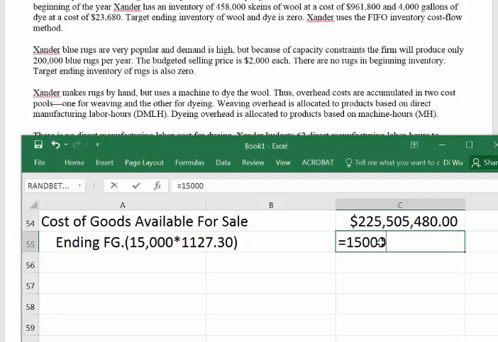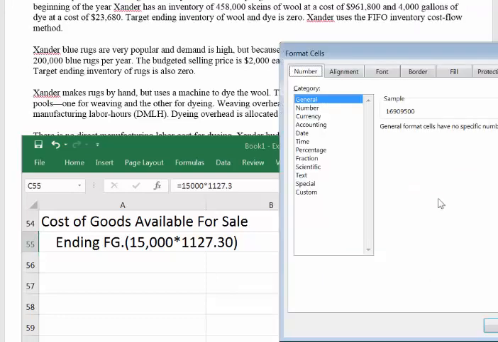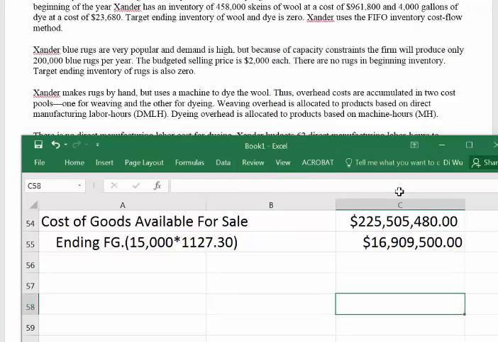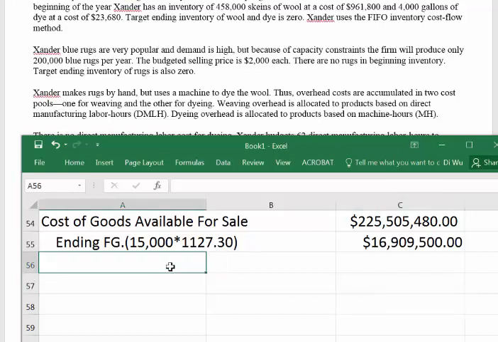Okay, so therefore, the ending inventory has the following dollar value. 15,000 multiplied by $1,127.30. Let me format that to be the currency. All right, so we have $16,909,500 in the ending inventory.